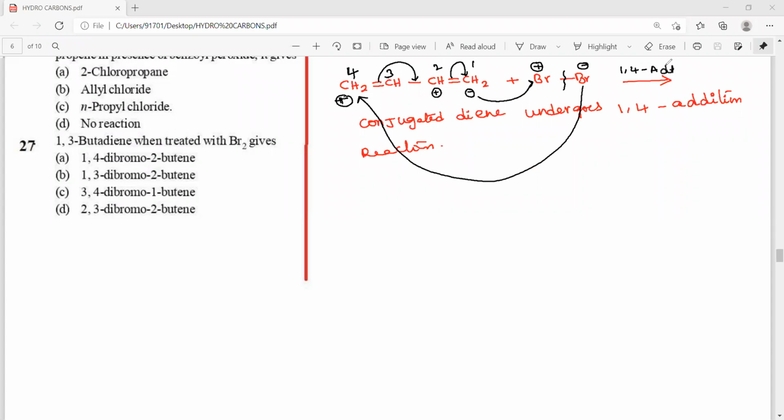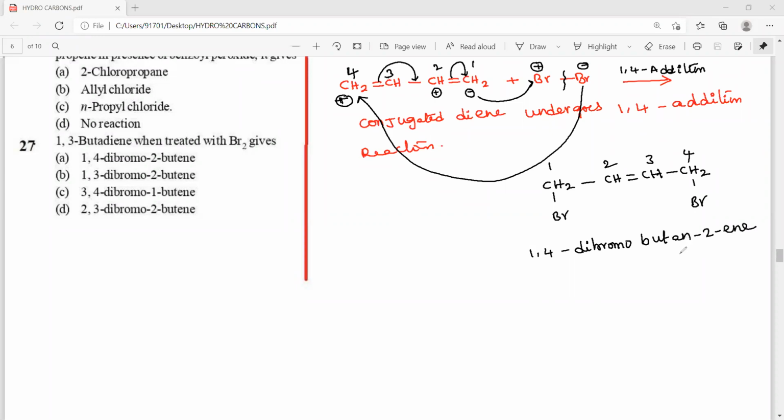1,4 addition reaction. The final product is CH2Br-CH=CH-CH2Br. This is the final product. Now its name is 1,4-dibromobut-2-ene, or 2-butene. So the answer is the first option.